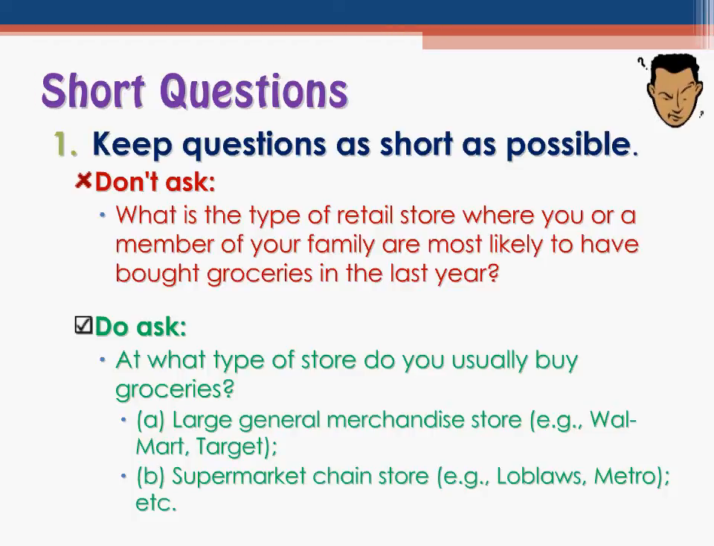Don't ask, what is the type of retail store where you or a member of your family are most likely to have bought groceries in the last year. There's a few too many details added to this question. There's a few too many questions being asked within the question. Instead, ask, at what type of store do you usually buy groceries? A, large general merchandise stores, B, supermarket chain stores, and so on and so forth. It gives them options and it breaks down the question into exactly what you are asking.